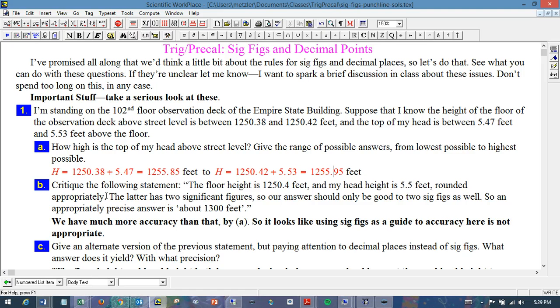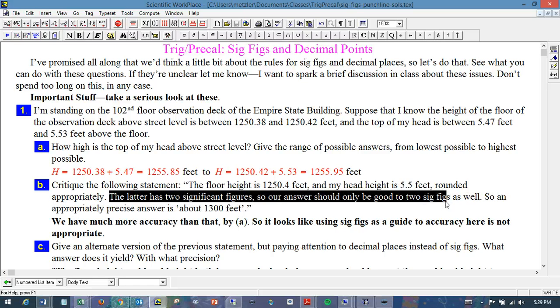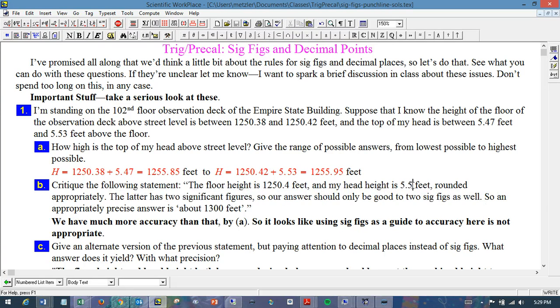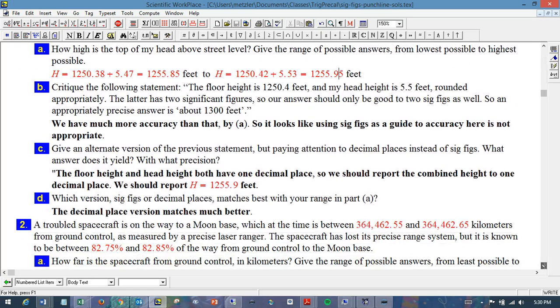Okay, what was this thing? This was somebody who was trying to use sig figs to analyze the accuracy and the appropriate precision here. They said, this is only 2 sig figs, you haven't reported any more, and I'm going to use sig figs as a guide. Well, I'm going to add these two numbers together, get 1255.9, but then strip off a lot of that precision because I don't think the sig figs are right. That doesn't make any sense here because there's no way this is anywhere close to 1300, and we have a lot of control over this number. Okay, we have much more accuracy than that.